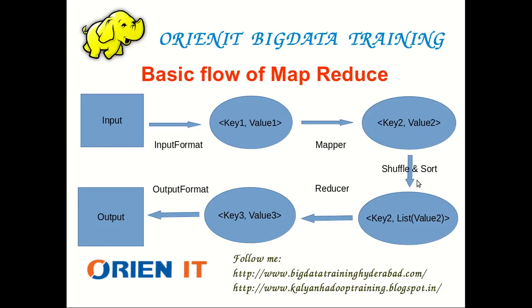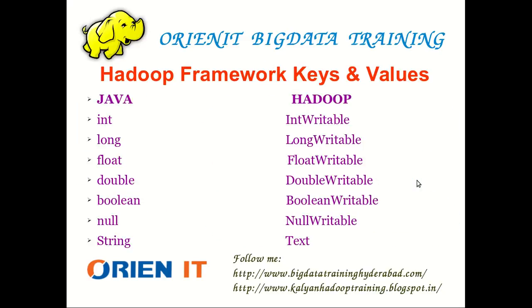Once you have cleared that part, we need to understand what keys and values the framework provides for programming. In Java we see primitive data types like integer, long, double, float, boolean, null, and string. The same thing is available in Hadoop as keys and values. For integer, Hadoop provides IntWritable; then LongWritable, FloatWritable, DoubleWritable, BooleanWritable, NullWritable, and Text.